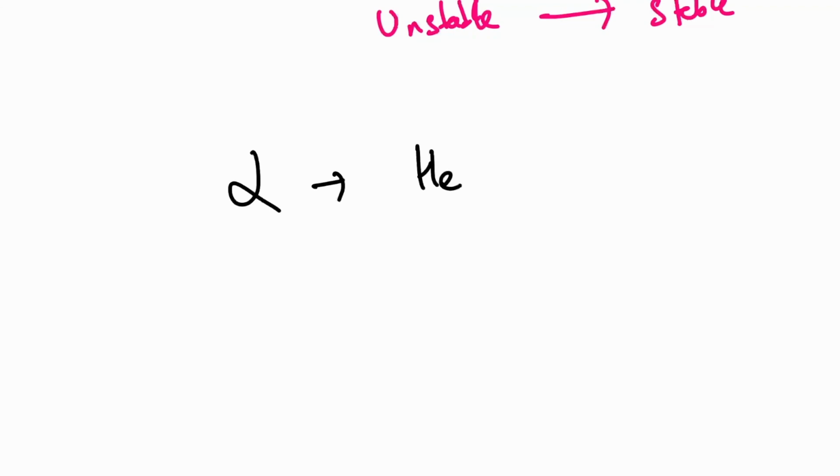So the idea is it's got 4 for the atomic mass and 2 for the atomic number. That means it's made of 2 protons and 2 neutrons. And the way that an alpha particle works is you have your unstable nucleus, and it releases this alpha particle, and as a result it tries to become more stable.